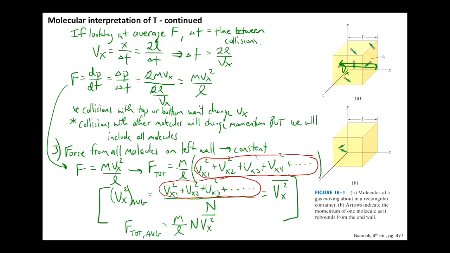Notice where we are. We've now included all of the molecules, and we have an equation for this average constant force that's pushing on the left wall because of all of those individual collisions, okay? There is this constant force because there are thousands and thousands of collisions happening every instant, okay? So what are we going to do with that?